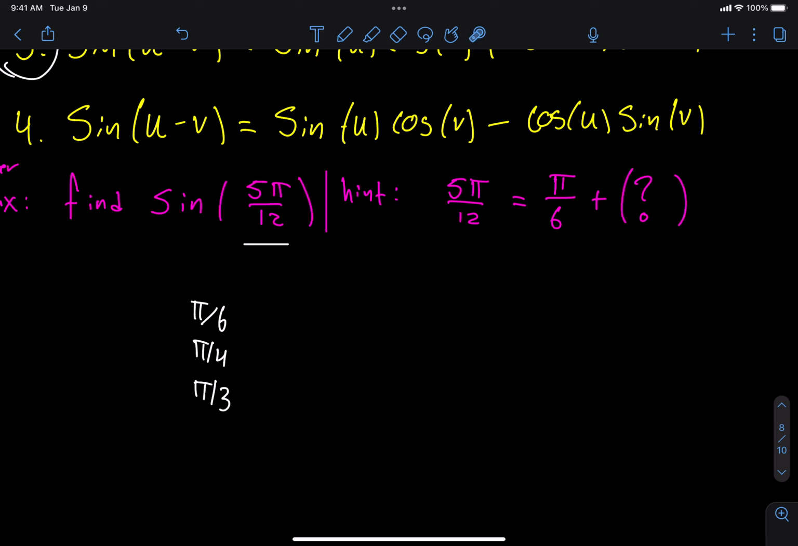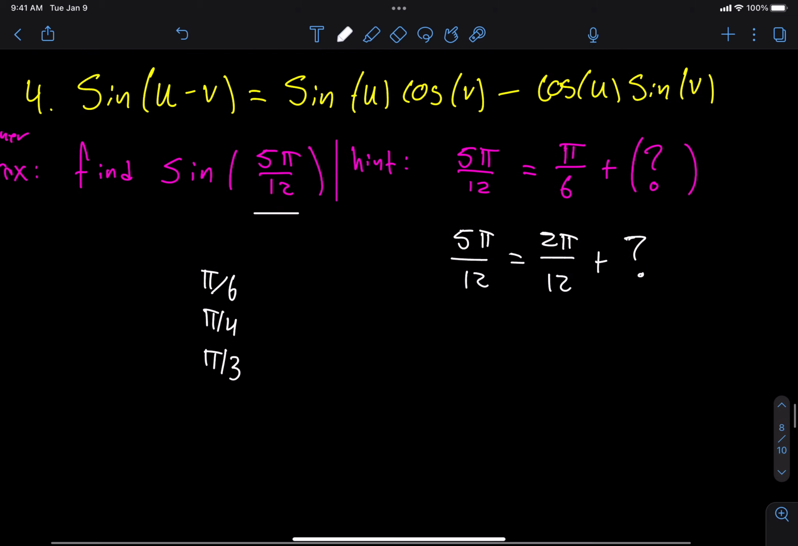So the hint here says, look, 5 pi over 12 is given by pi over 6, which is a 30 degree angle, plus some other angle. How can I figure out what that is? I can do 5 pi over 12 equals 2 pi over 12 plus question mark. Therefore, question mark must be equal to 3 pi over 12 because we subtract on both sides.